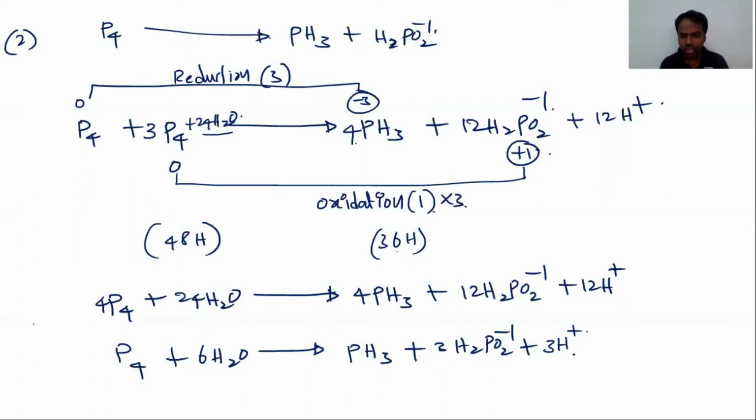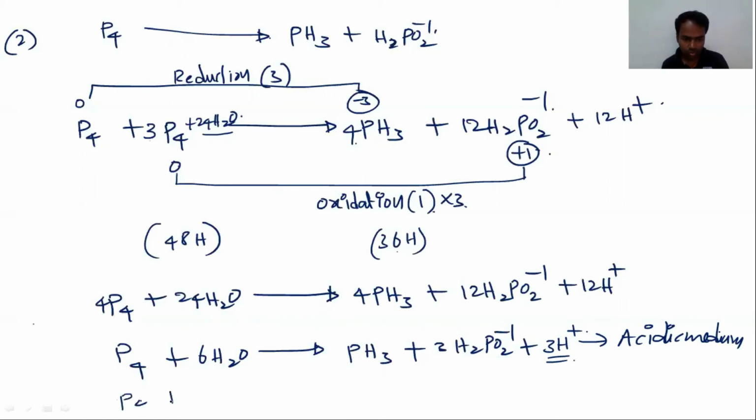Now convert this reaction into basic medium. This is an acidic medium; the equation is balanced in acidic medium. So how can you convert this equation into basic medium? Here 3 H+ are there, so add 3 OH⁻ ions on both sides. When I add the 3 OH⁻ ions on both sides, what happens?